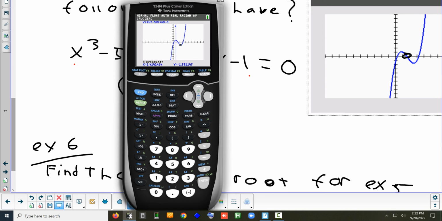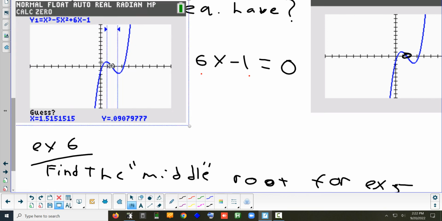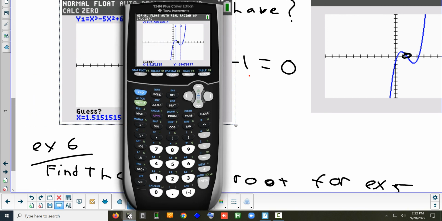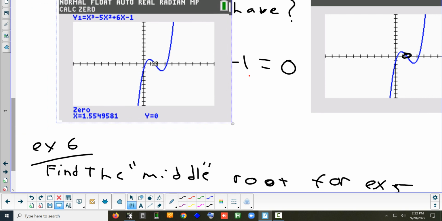That's good there. Okay. And go to make a guess where it would intersect. So we can put our guess close to where we think it crosses. So I got that. And then enter. And then here, enter. And we should get an answer of 1.55.